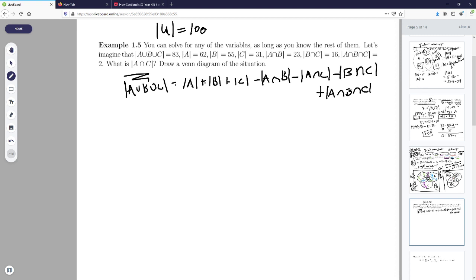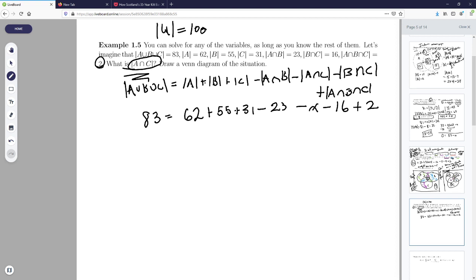So we know the formula. And so now we can apply it. So let's do that. We substitute here. We have 83 is equal to 62 plus 55 plus 31 minus 23 minus, but then you see here I haven't included A intersection C, so I'm just going to substitute an X in there. Subtract 16 and then add on the 2.